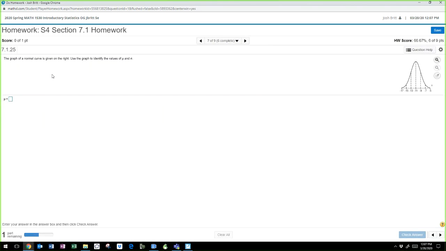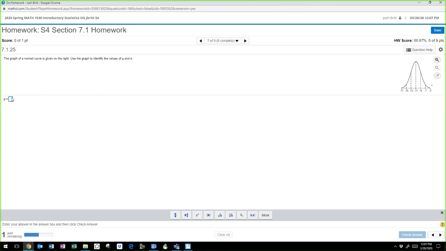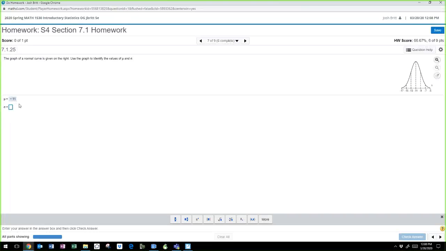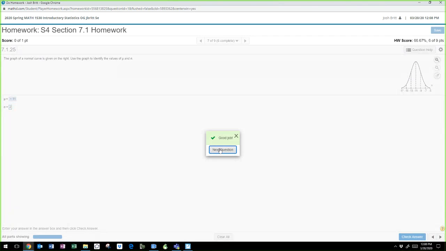Here we'll pick out the mean. Okay, so the mean here is right in the center. That's 11. And the standard deviation, if you just want to think about subtracting, 9 to 11 is 2. Each time is 2, so 9 to 11 is 2, 11 to 13 is 2, 13 to 15 is 2, etc. So standard deviation is 2.